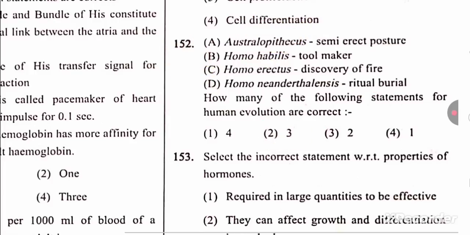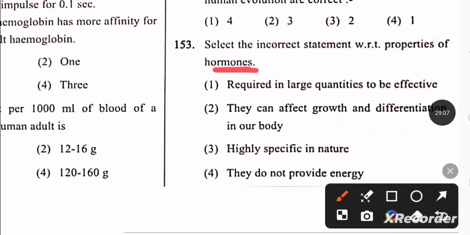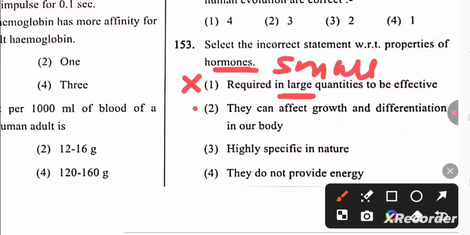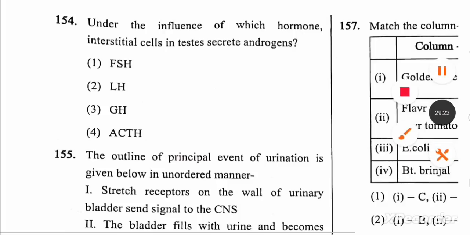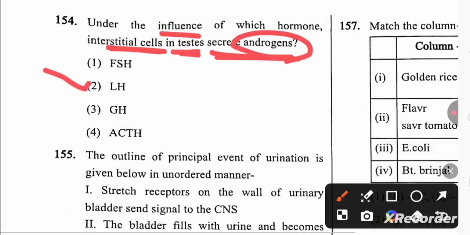Select the incorrect statement with respect to the properties of hormones. Hormones required in large quantity? No, children. Hormones even in small quantity can be effective. So this is the wrong statement, whereas the remaining three statements about hormones are right. Next question is very easy. Under the influence of which hormone do interstitial cells secrete androgen? Interstitial cells of the testis secrete male sex hormone androgen under the influence of luteinizing hormone. LH is the right answer.